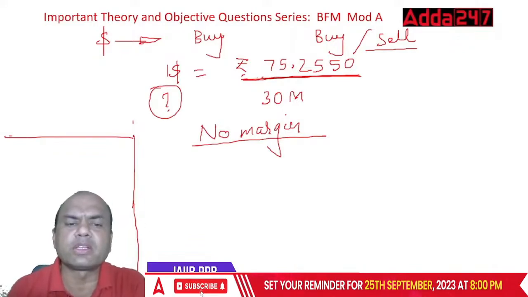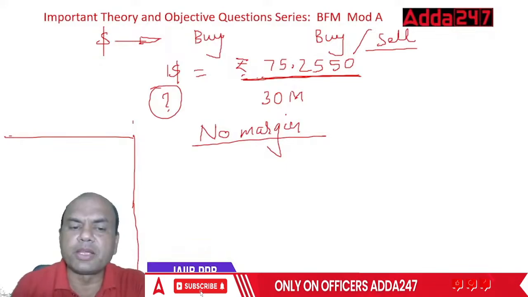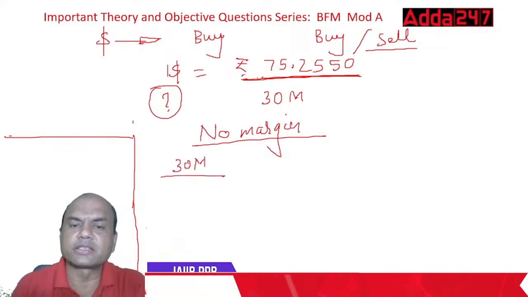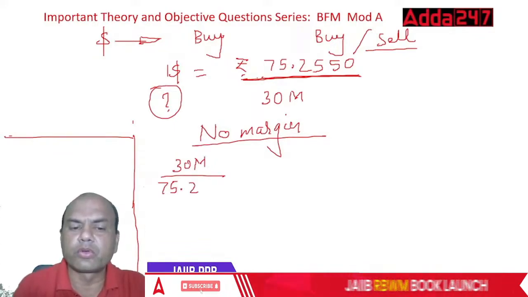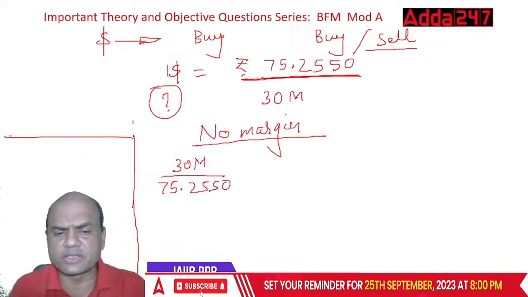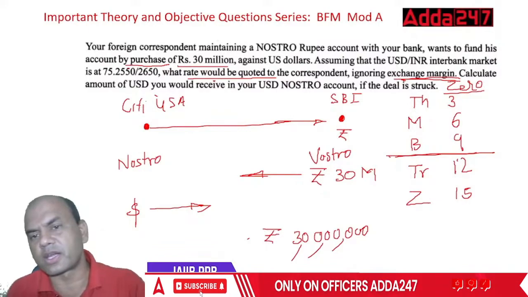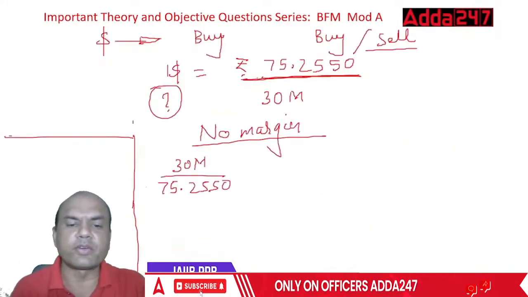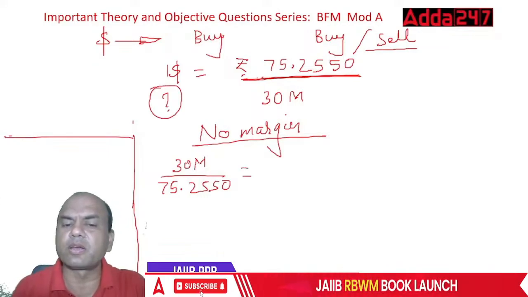Now next. 30 million, I want dollars. How do I do it? Cross multiply this. So what will I do? 30 million divided by this rate 75.2550. This is the only rate now. So 30 million upon 75.2550. Do it now.